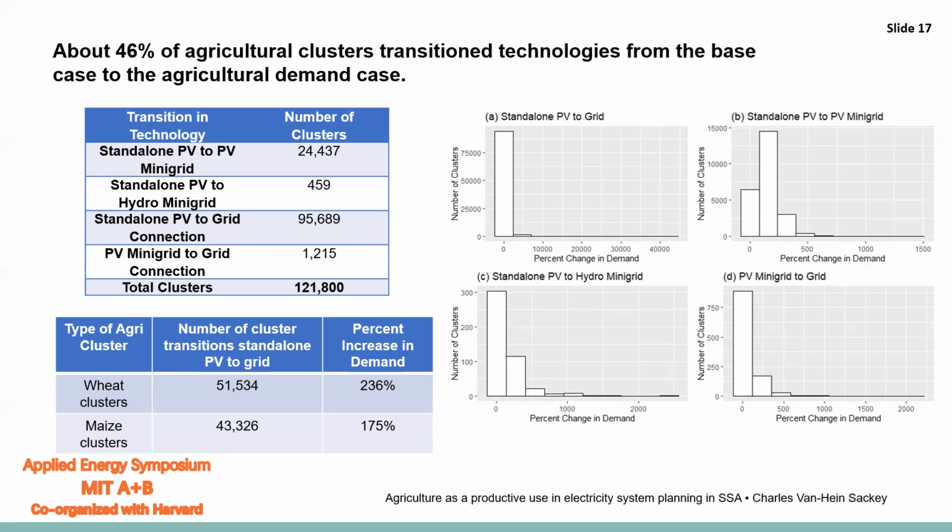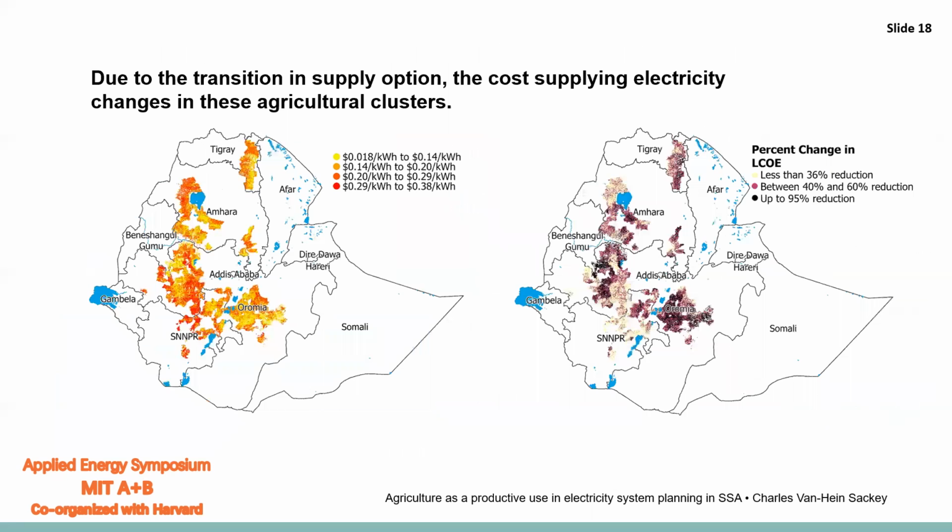Now, given that the median increase in demand for the wheat clusters that transitioned from standalone photovoltaic or PV to grid was 236% compared to a 175% increase for their maize counterparts, we concluded that wheat drives the transition in energy systems more than maize does.